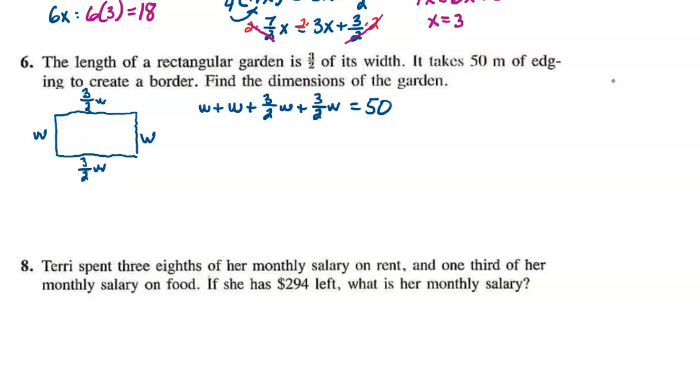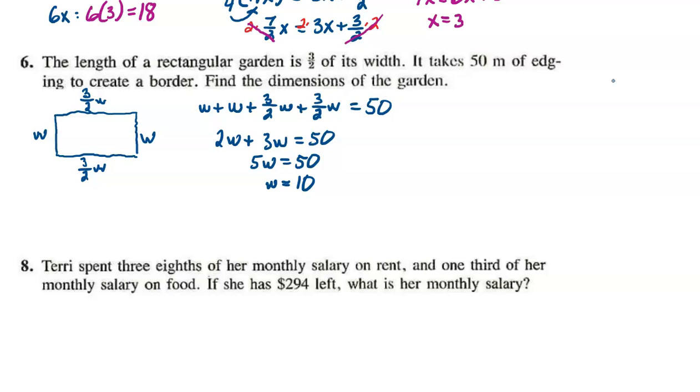Now let's do some simplification work on the left side. W plus W is 2W. 3/2 plus 3/2 is 6/2. 6/2 is the same as 3. This makes 5W equals 50. Therefore, W is 10. We have the answer for the width.